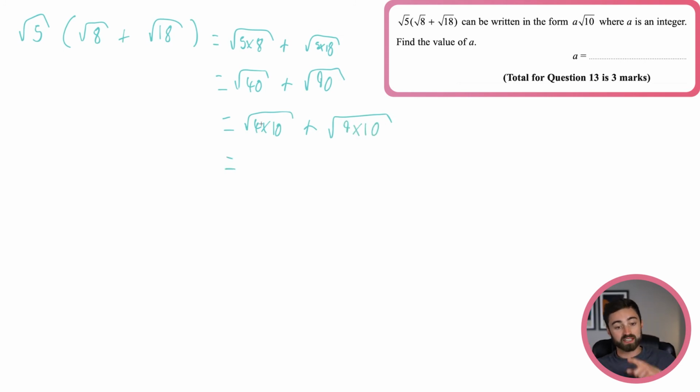What we can therefore do is kind of the opposite of what we did here. So this is the same as the square root of 4 times the square root of 10. I'm pulling this surd apart now. Similar thing here.